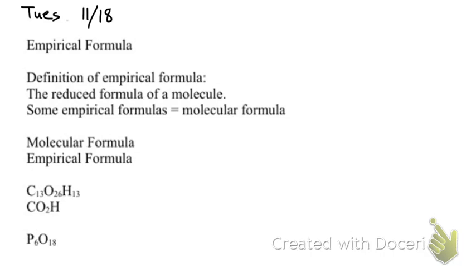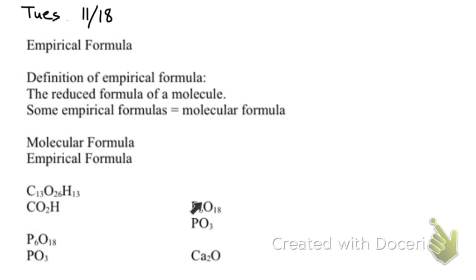Next example will be P6O18. It looks to me like 6 will go into 6 and 18. If we divide both of these by 6, we will get PO3. Molecular formula, empirical formula. One last example.